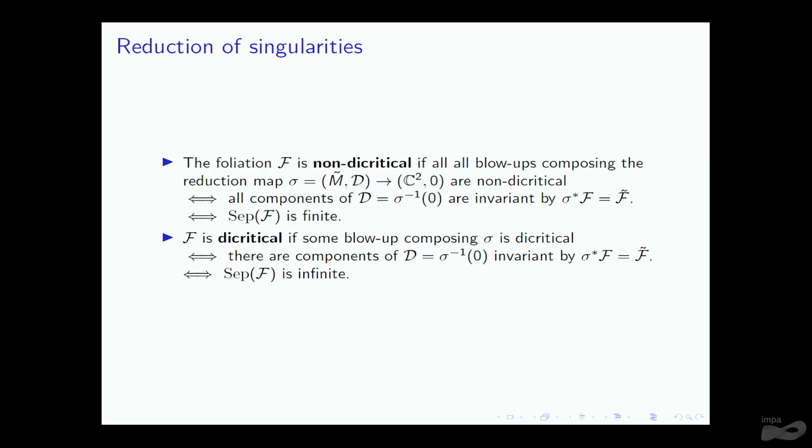I would say that the foliation is non-dicritical if all blow-ups in the reduction of singularities are non-dicritical. This is equivalent to saying that all components of the reduction divisor are invariant by the transformed foliation, which is equivalent to saying that the separatrix set is finite. And it is dicritical if some blow-up is dicritical. This means that there is a component in the reduction divisor not invariant by the transformed foliation, which is equivalent to saying that the separatrix set is infinite.